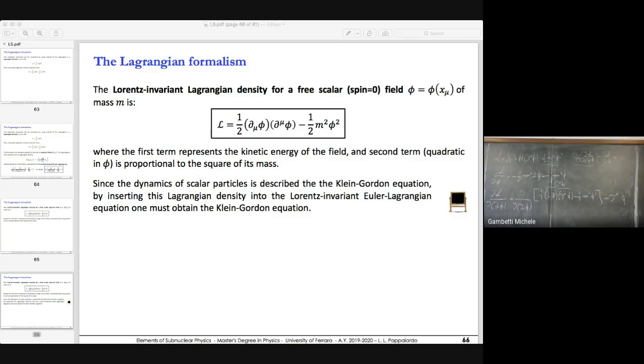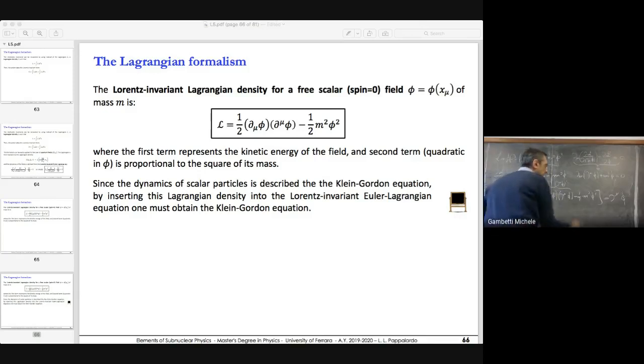Okay, and now we simply put everything together into our Euler-Lagrange equation. So we're going to have ∂_μ of what we obtained here, that is ∂^μ φ, minus, and then we have this minus m² φ, so this becomes a plus m² φ equal to 0. So this is how our Euler-Lagrange equation reduces.